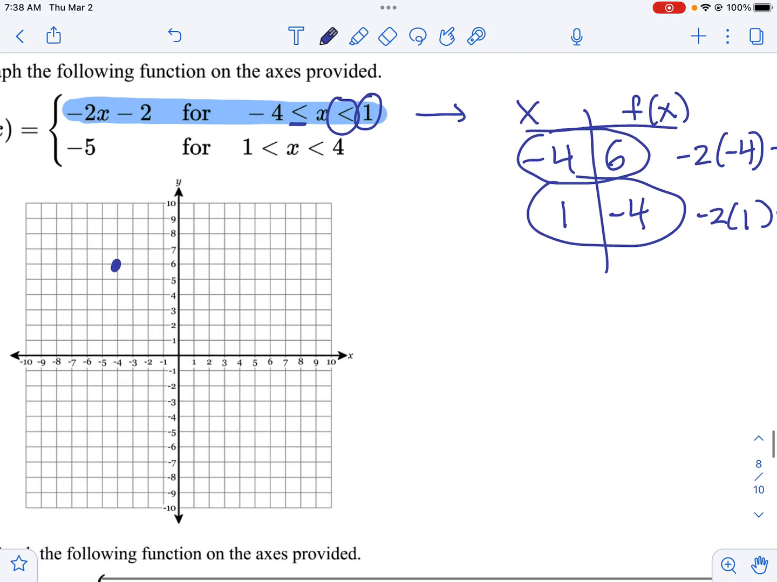So 1 will go down to -4. 1, 2, 3, 4. Okay, so there's that first interval. We can see it's linear. There's a slope and a y-intercept. Okay, so there's that first piece of the function.